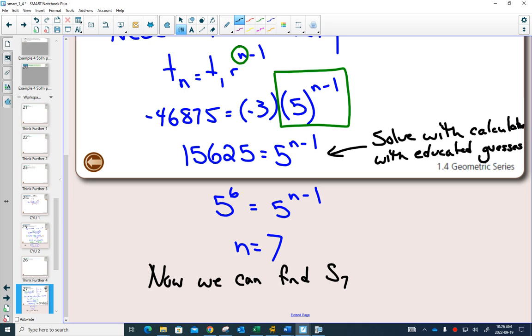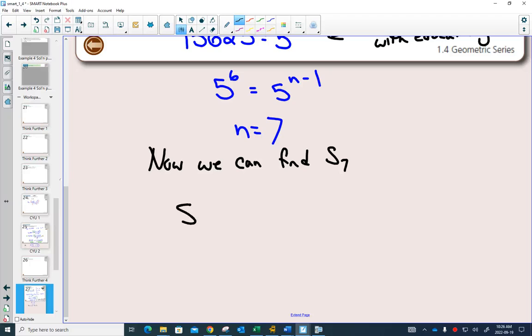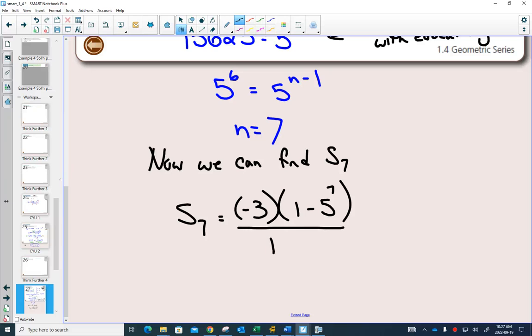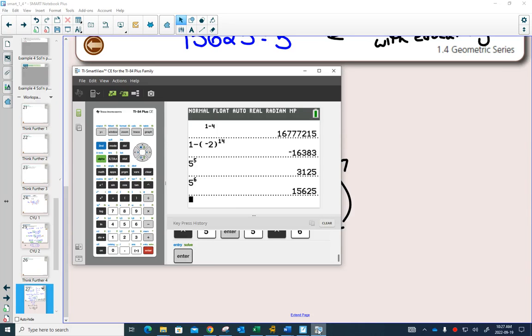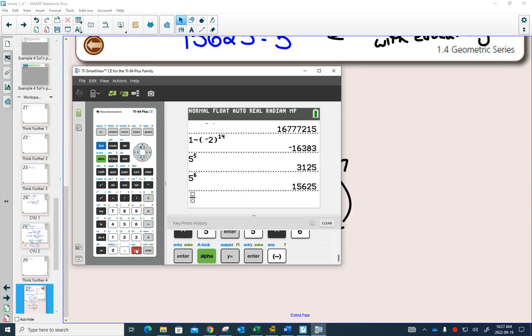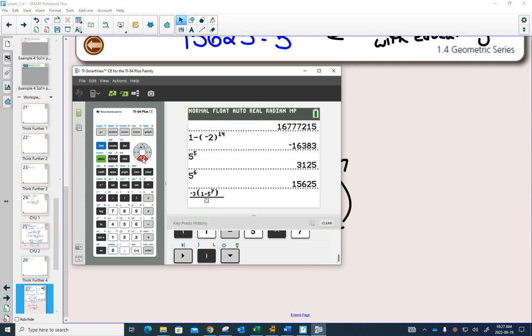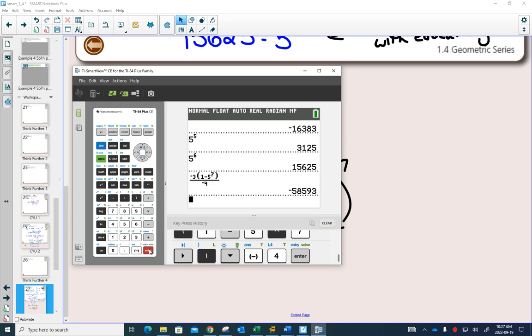And this question asked us to find the sum. So now we can find the sum of the first 7 terms. We know term 1 is negative 3. We know that r was 5. And it's now going to be the exponent 7 because we know what n is. Okay, practice typing this into your calculator. I will type it into my calculator as well. I got negative 58,593.